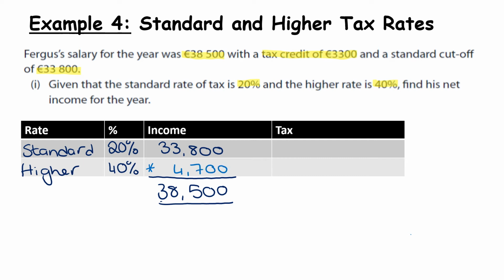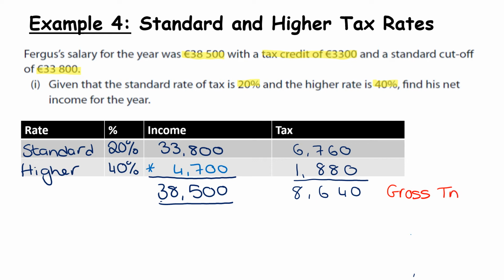and we get 4,700. Then we work across to get our tax, so 33,800, 20% of that is 6,760. 40% of 4,700 is 1,880. So then when we add those two together, we get 8,640. That represents gross tax, so the tax you should pay.